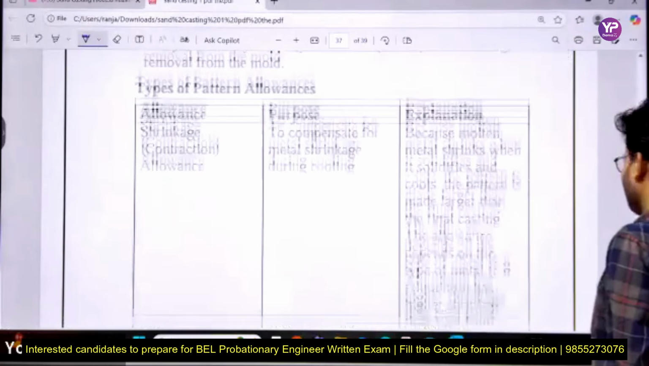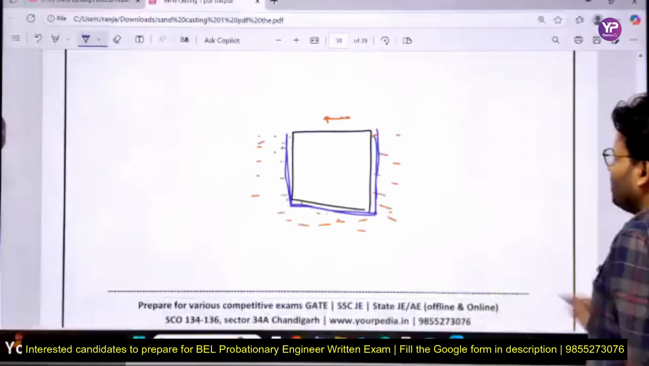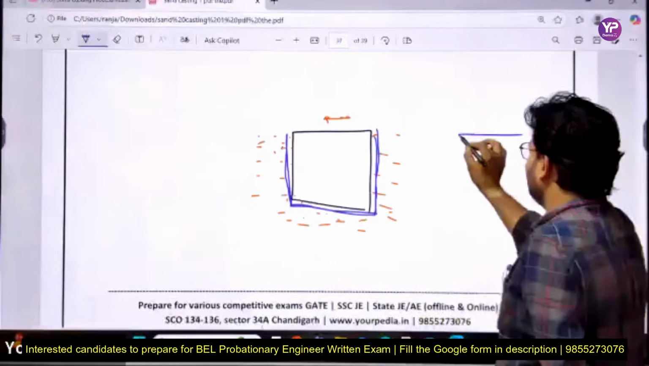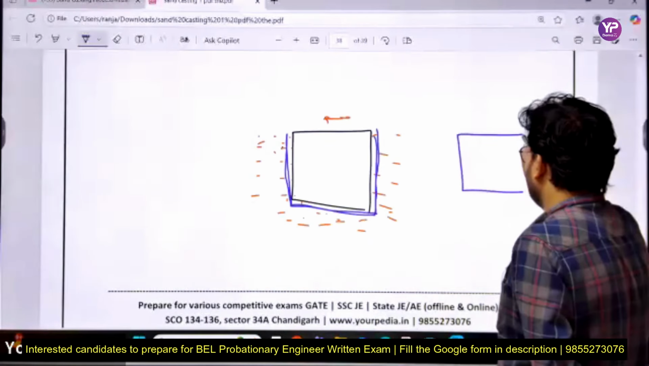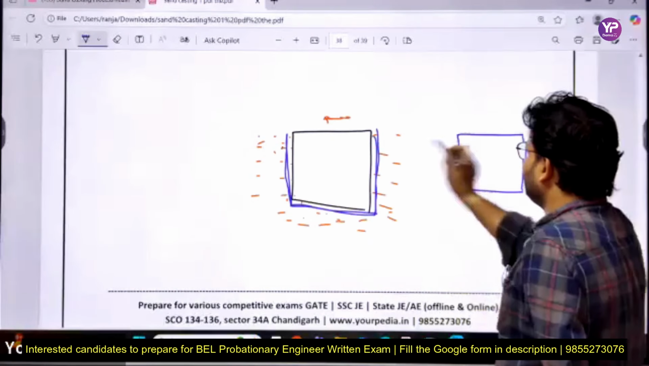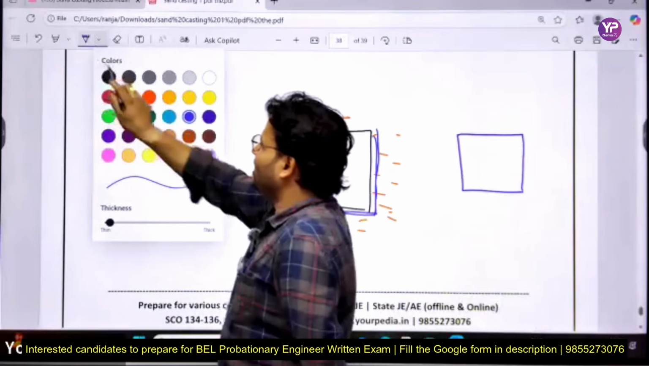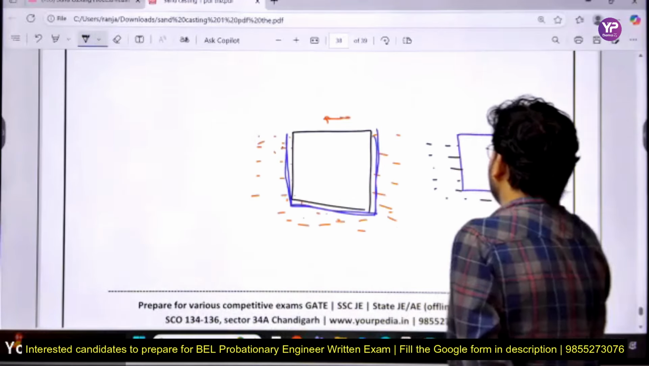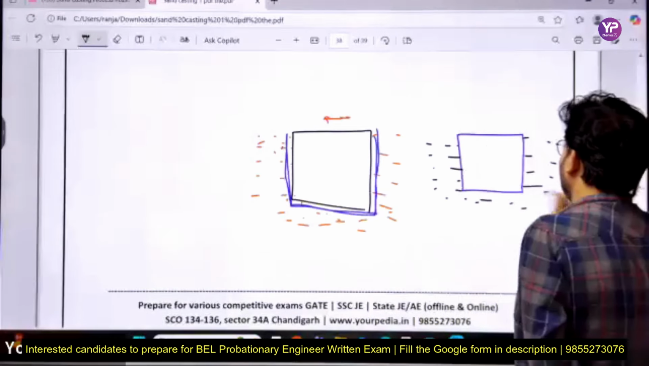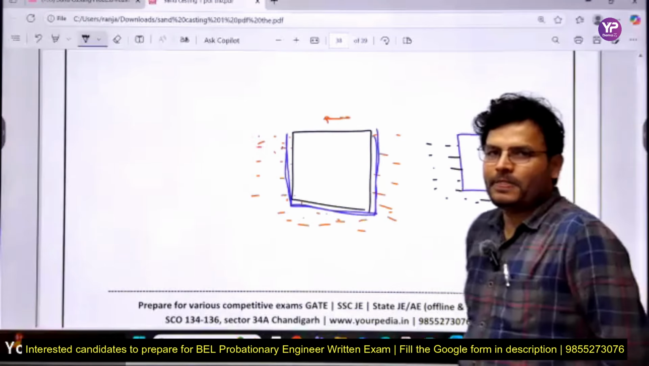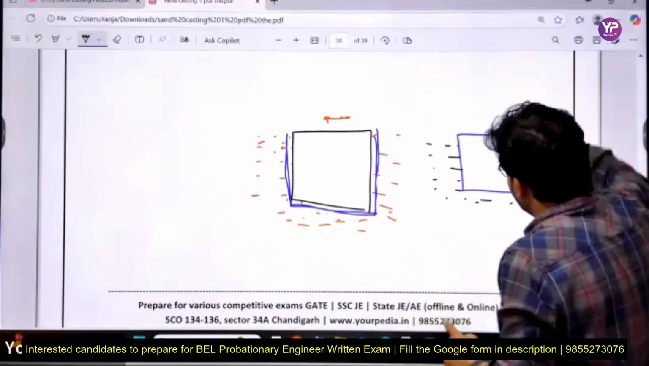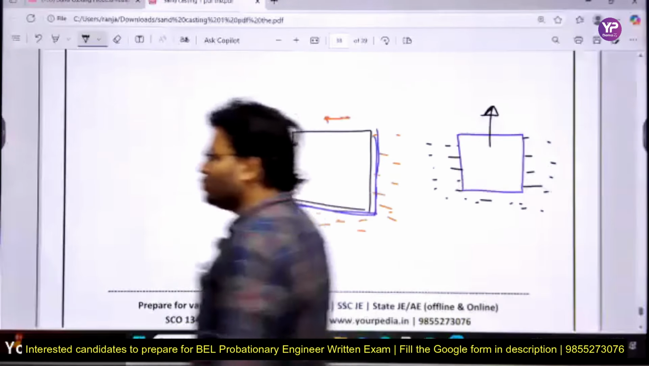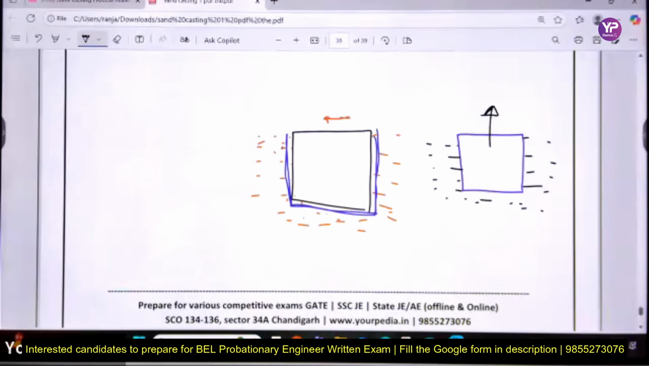See here, my dear friends, just listen. Suppose this is your pattern, and this is inside the mold. This last time I am going to discuss, this is inside the mold. Now tell me, can you take it out directly from this? Is it good or bad to take it out directly?